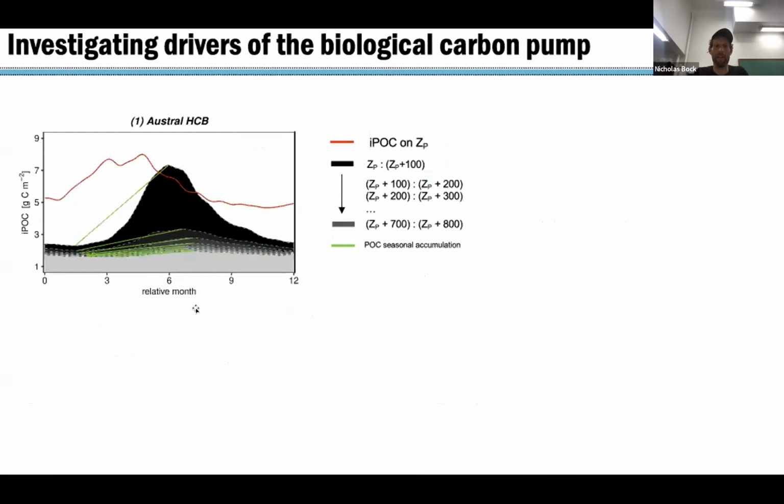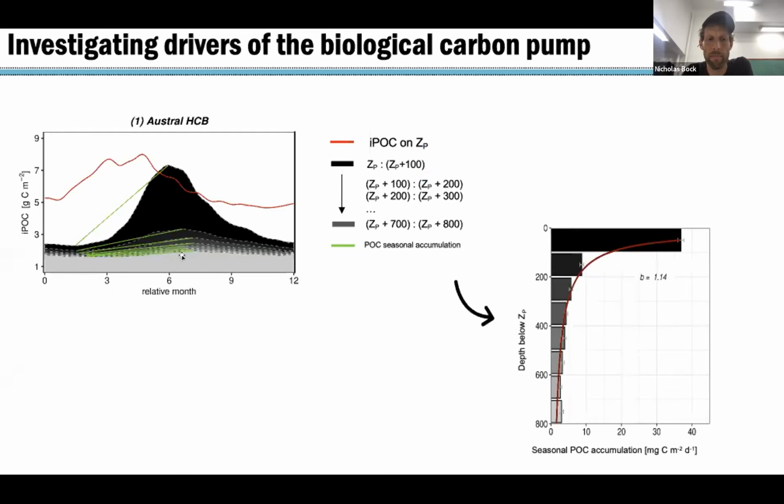And so Elsa greatly expanded on the analyses of subsurface particle distributions for different biomes, using backscatter values to estimate particulate organic carbon concentrations, and then from that, estimating seasonal rates of POC accumulation within 8 different layers of the mesopelagic zone, as reflected by these green lines here. From this, she was additionally able to evaluate the intensity and the efficiency of the biological carbon pump for each biome, as illustrated by the bar plot on the lower right, in addition to linkages between particle fluxes and respiration rates.